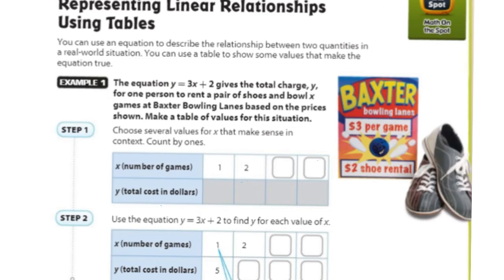Okay, on the Explore activity, keep in mind, and I've told you this before, that the Explore activity is something you should be doing. If we were in school, you would do it with your group. But of course, since we're not, we just do these together now. It's going to be about bowling at Baxter Bowling Lanes. You're going to pay $3 for each game, and you're going to rent shoes for $2. So this is a real world situation, and we're going to solve this problem.